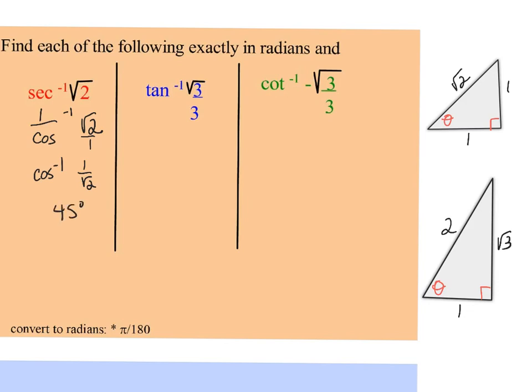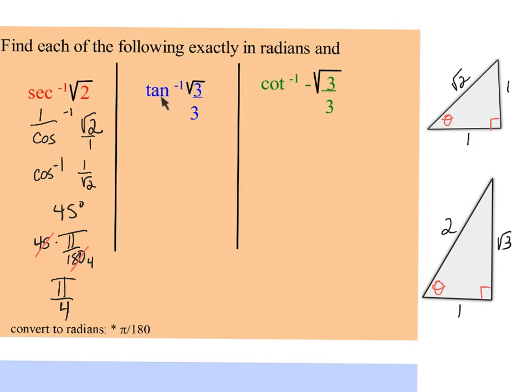But wait, this one's asking for radians. So remember, to convert to radians, you multiply by pi over 180. So I take my 45 degree angle and I multiply it by pi over 180, and then I simplify. 45 goes into 180 4 times. So my final answer here, where is the angle going to give a secant ratio of radical 2 over 1? At pi over 4.